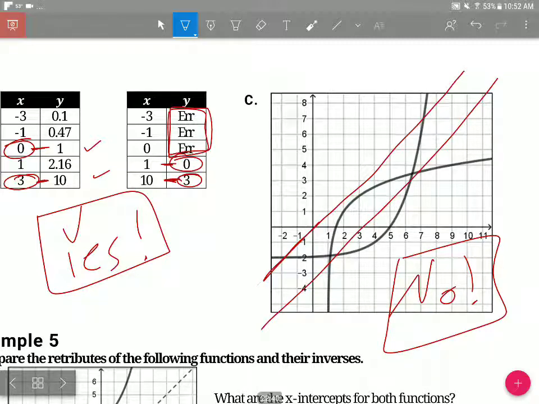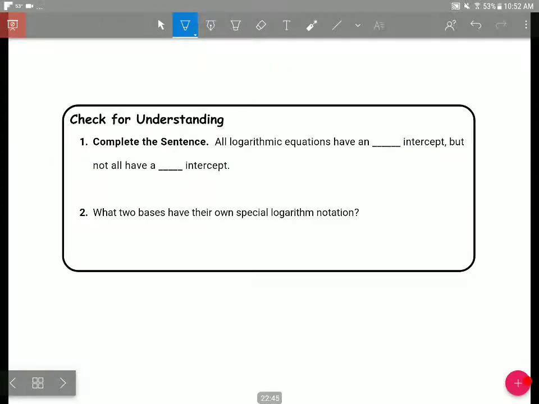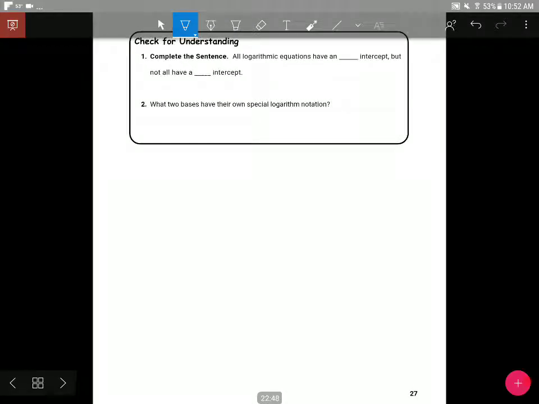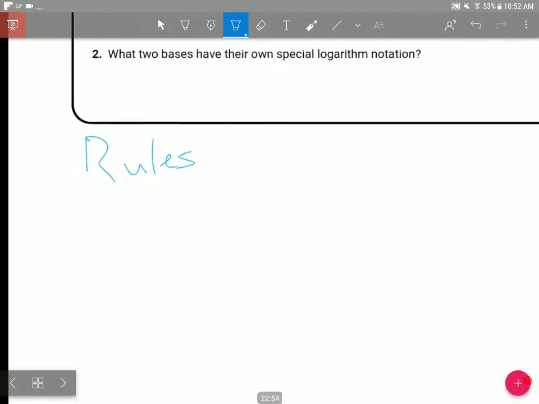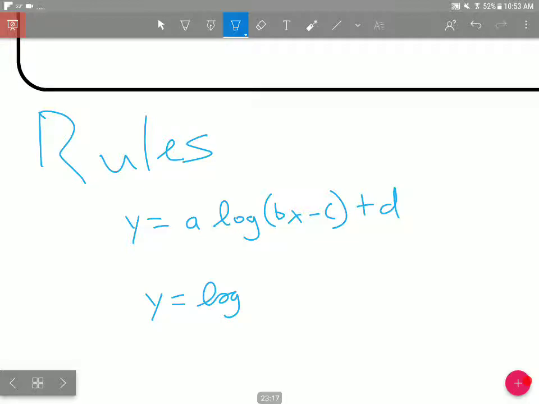All right, last thing on last, and then I'm just going to kind of turn you loose. Slide on down. One thing that this page does not do is give you the rules. So we're going to write that down real quick. Rules. And so we've got y equals a log bx minus c plus d. Okay, so there's your basic form. And the parent function is y equals log of x.